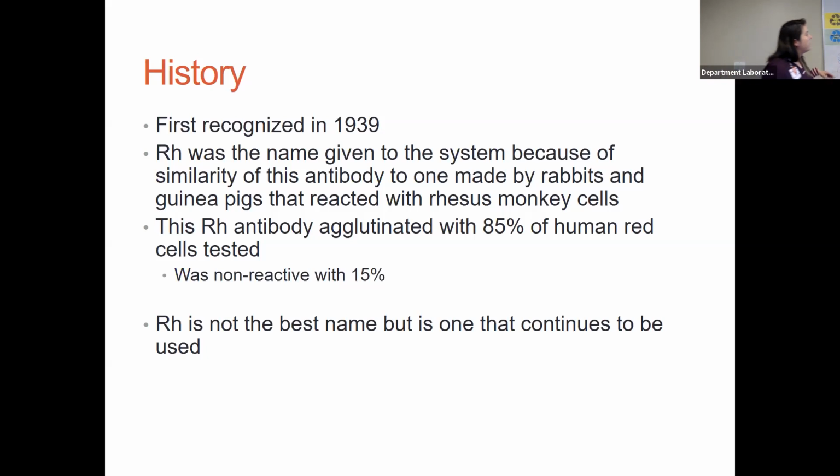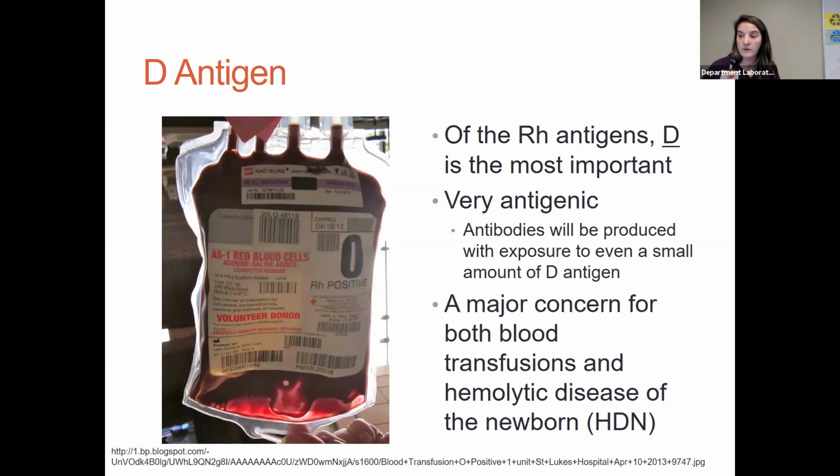Really, it's the Rh antibody, so we're thinking about the D antibody here, that reacted with about 85% of human cells. That means 85% of the human population have the D antigen. You need to know that: 85% of the population is going to be D positive, and 15% is going to be D negative. Like I mentioned, of the Rh antigens, D is the most important. It is very antigenic.